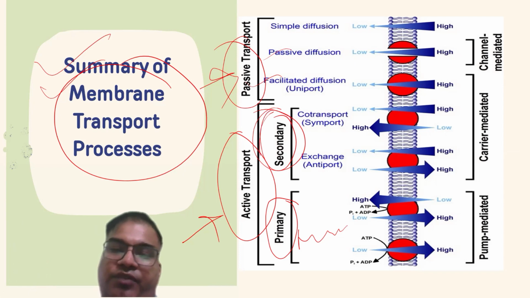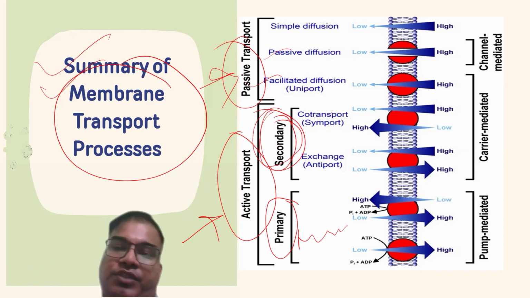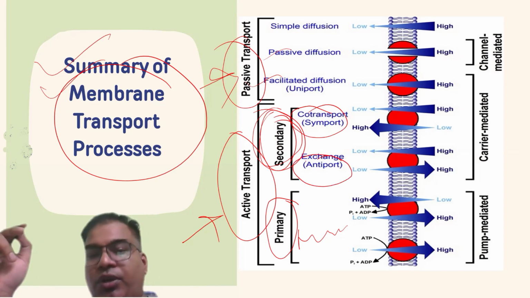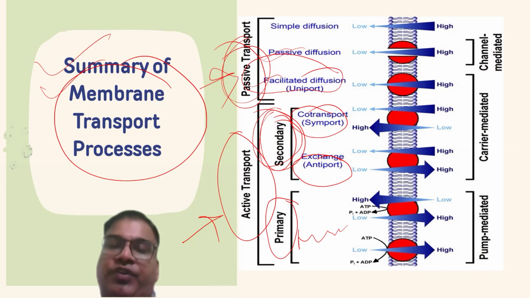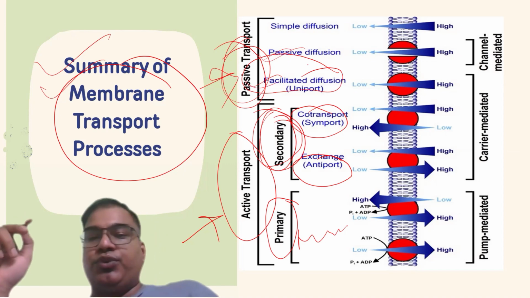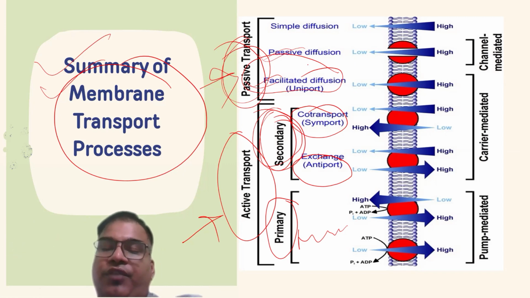So in secondary active transport, when sodium is moving along the concentration gradient, it is helping the movement of some other ion. It could be in the same direction, then it is called symport, and if it is in the opposite direction, then it is called antiport. In passive transport, there will be no requirement of energy. It could be simple diffusion, passive diffusion, or facilitated diffusion. In facilitated diffusion, there will be a role of a specific protein which helps in the movement of the ions.